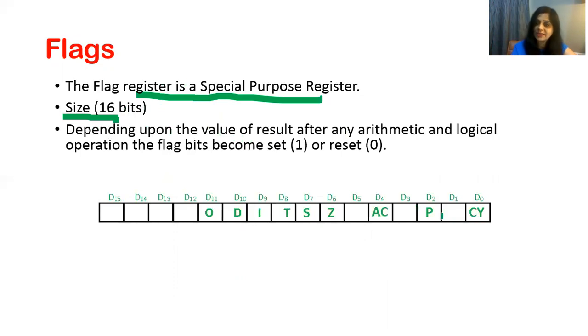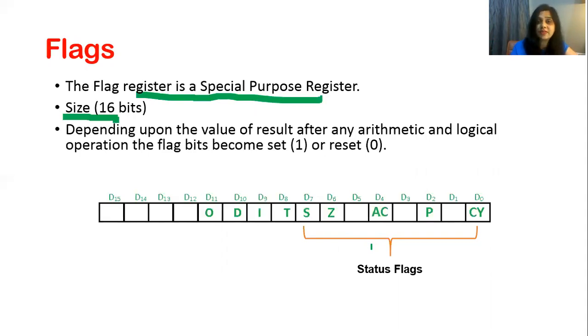There are different flags: carry flag, parity flag, auxiliary carry flag, zero flag, sign flag, trap flag, interrupt flag, direction flag, and overflow flag. After an arithmetic or logical operation, based on the result, these flags will be set or reset. The zero, sign, auxiliary carry, parity, and carry flags are known as status flags.